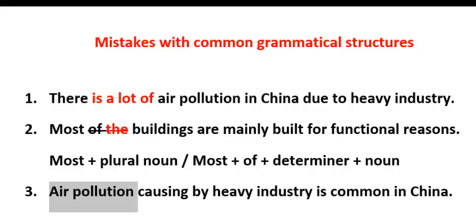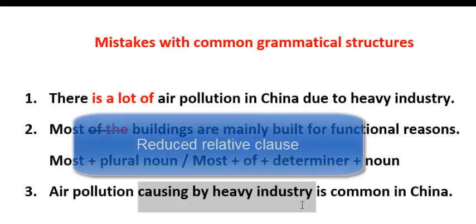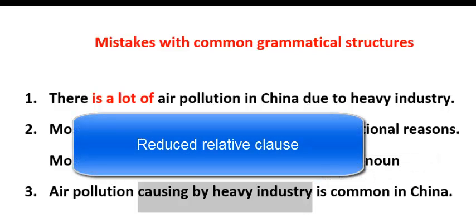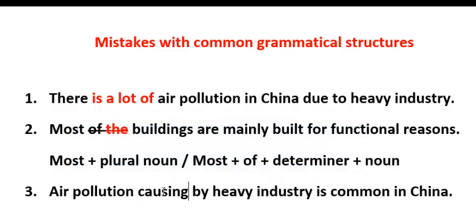Okay, we have here air pollution. This is the subject. And hopefully you can see that this complement here completes that subject. So the main idea is air pollution is common in China. Now what we have in the middle of this clause is a relative clause. But what has happened is we have reduced the relative clause. However, we've done it incorrectly. And the problem is this verb.